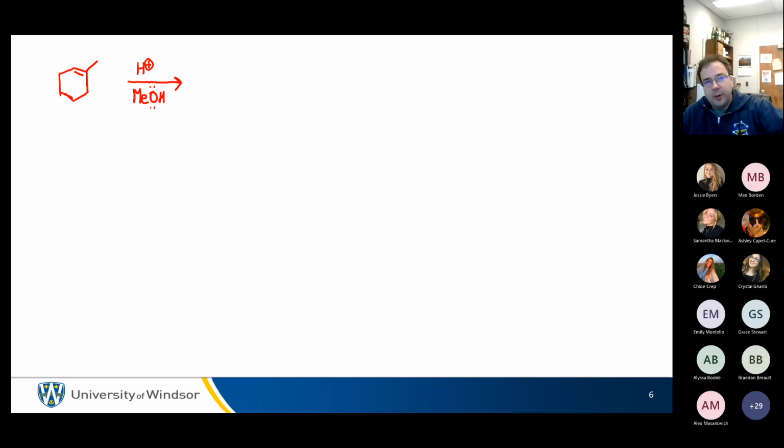Again, the lone pair on methanol is going to be more reactive, but that's not going to help us. Like, it doesn't do anything. So we're going to attack the double bond.